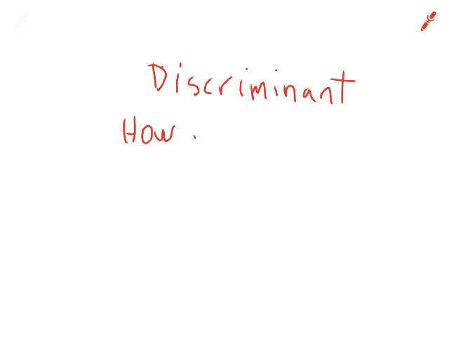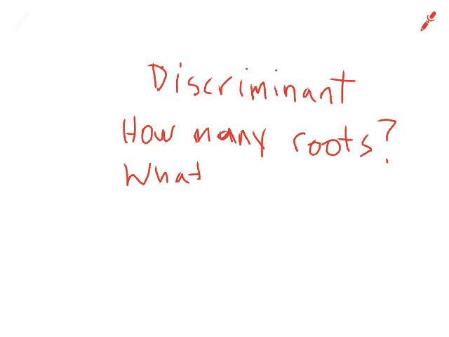Okay, so the second video here is going to talk about something called the discriminant. The discriminant is a tool that allows us to determine how many roots we have, and not only how many roots, but how many solutions, how many x-intercepts. And also, what kind? Are they real solutions? Are they imaginary solutions?